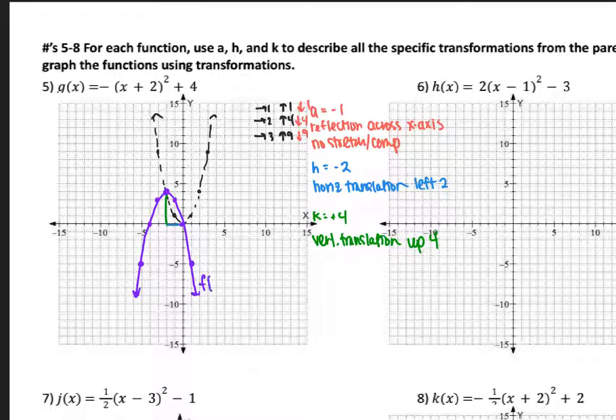So now I have my graph. I'm going to go ahead and label it. So that's negative x plus 2 squared plus 4. So as we can see, we took our parent function here. We shifted it left and up. These were the translations. And then I reflected it across the x-axis, which made it concave down. And then since there was no stretch or compression, it should be the exact same width as our original parabola.